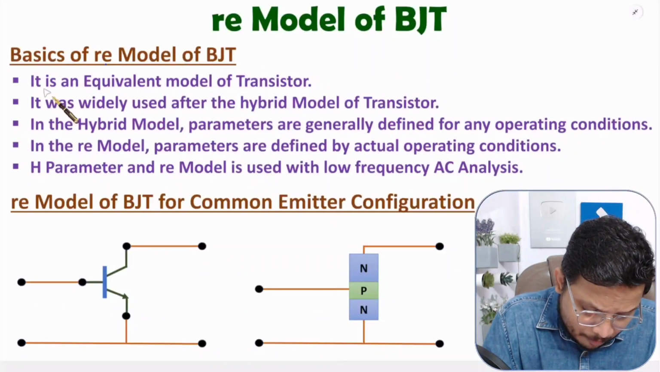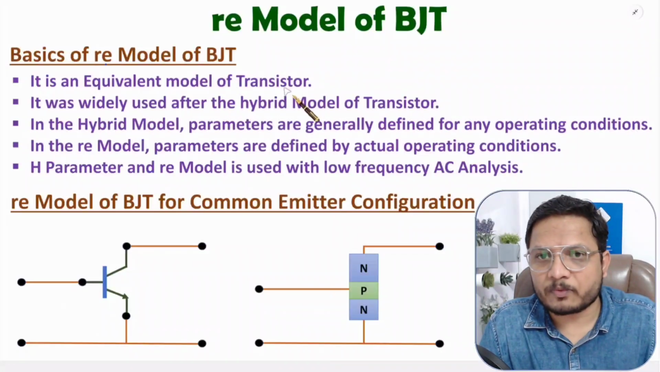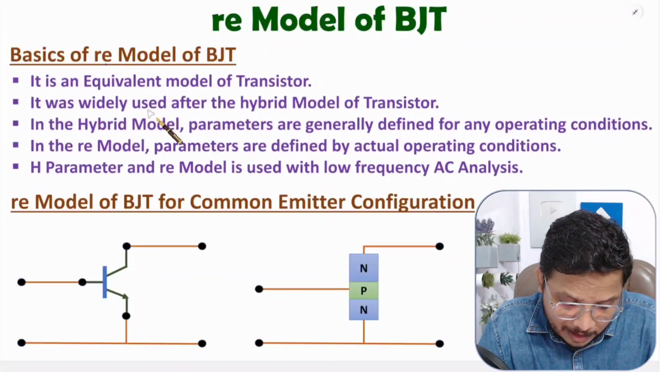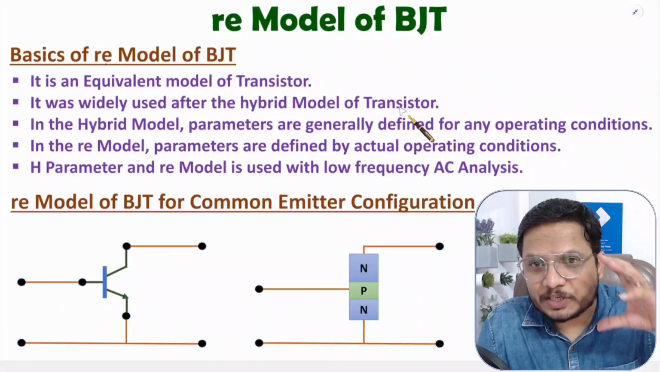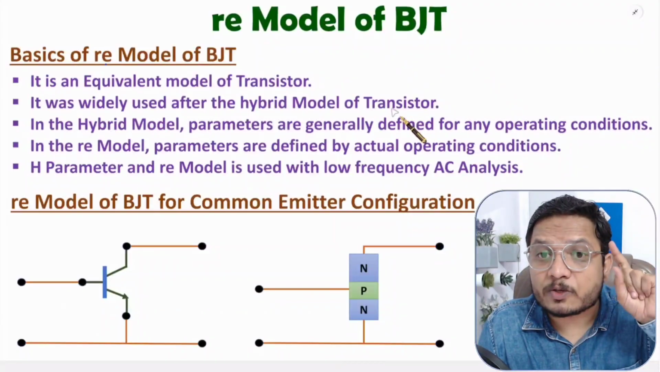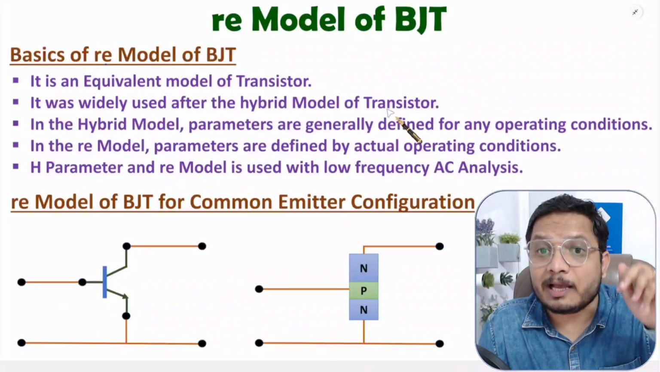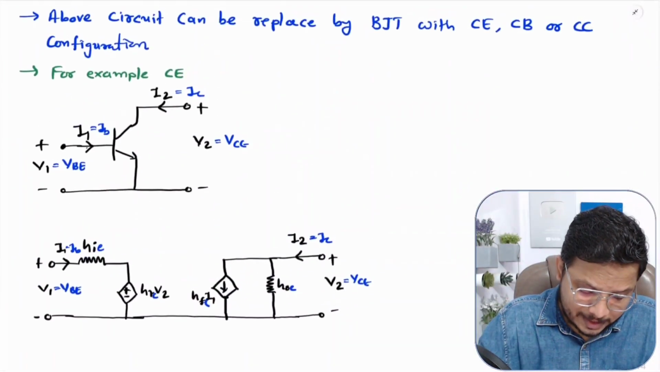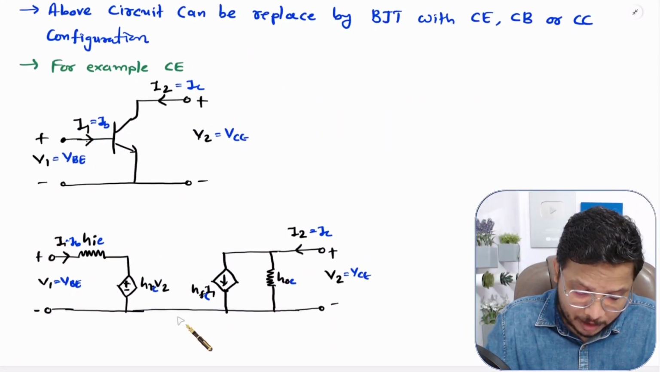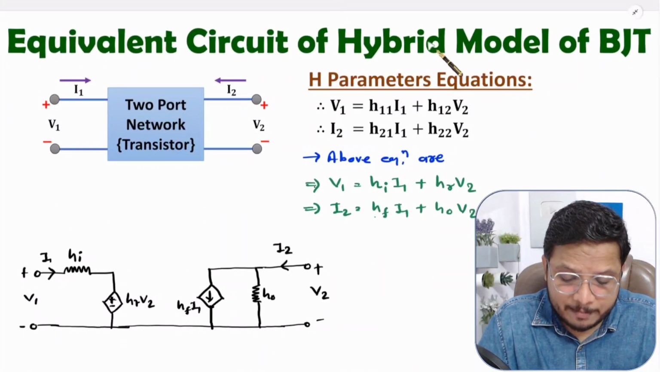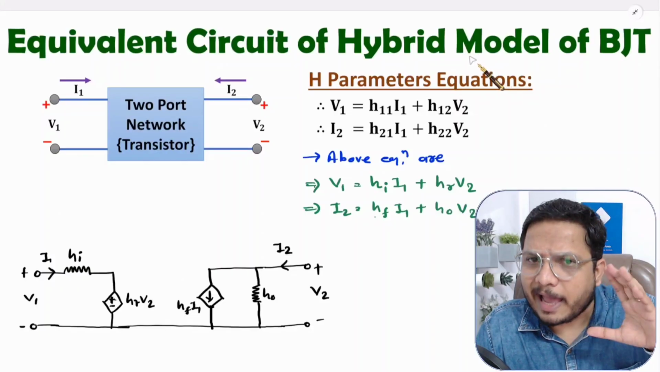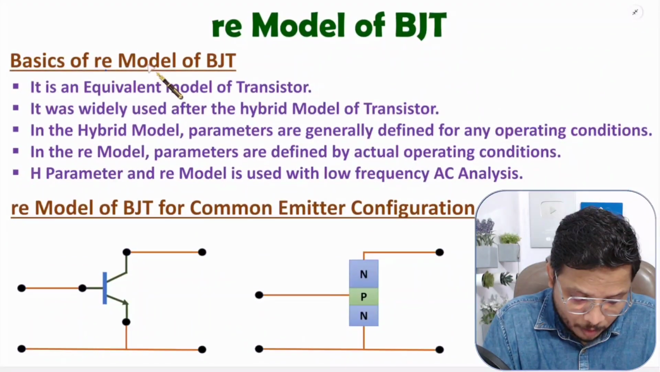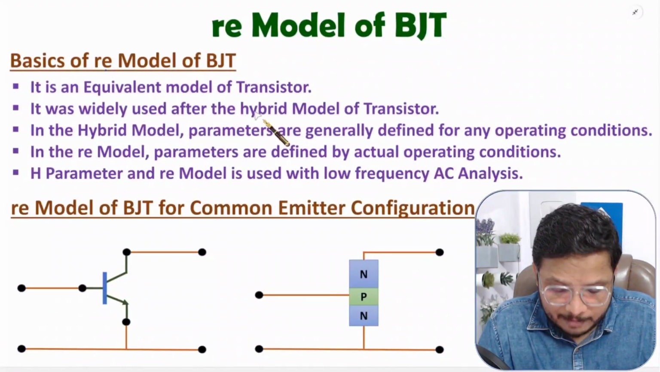The RE model is an equivalent model of a transistor, an equivalent circuit of the transistor. It was widely used after the hybrid model of the transistor. Initially, people were doing AC analysis with the hybrid model, and after that the RE model came into the picture. In my last few videos of basic electronics, I explained the hybrid model, how to have its equivalent circuit and how to derive the hybrid model parameters. Here I'll be discussing the RE model, which came after the hybrid model.